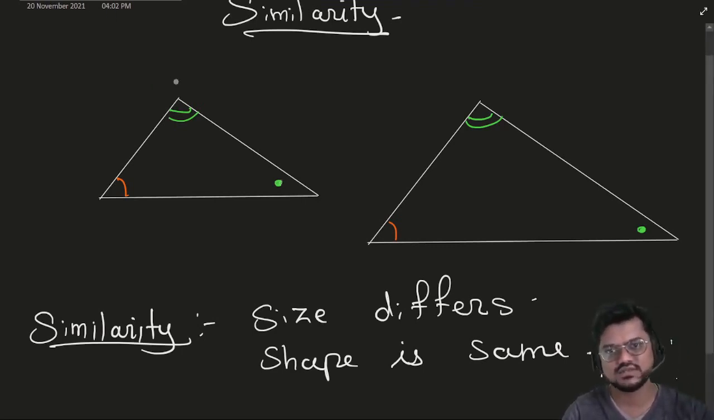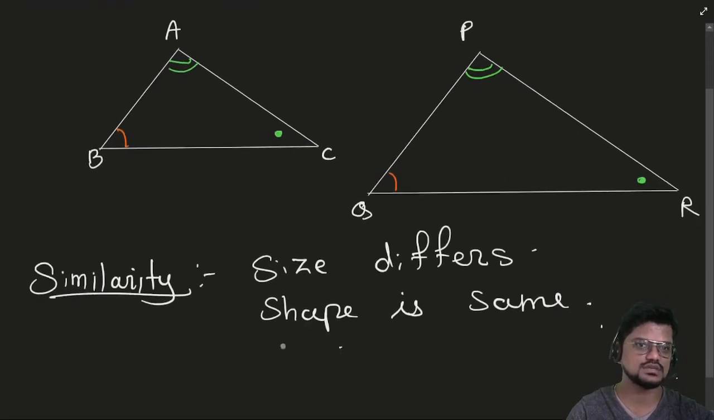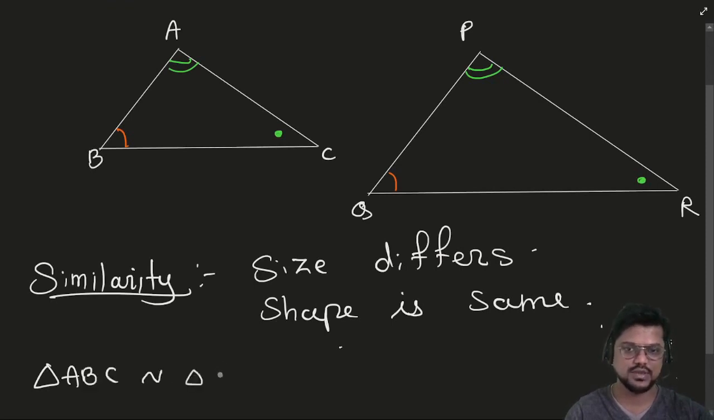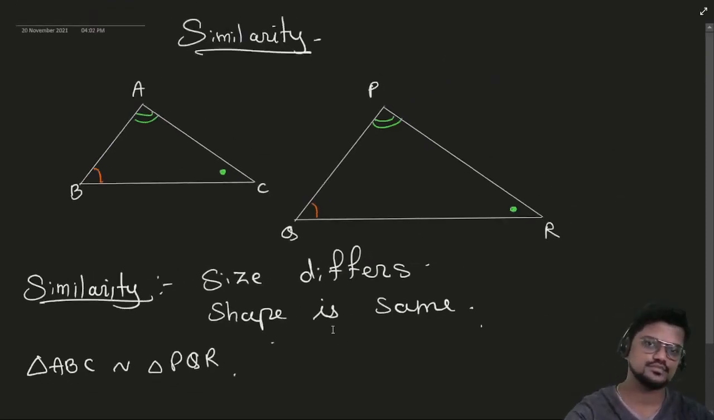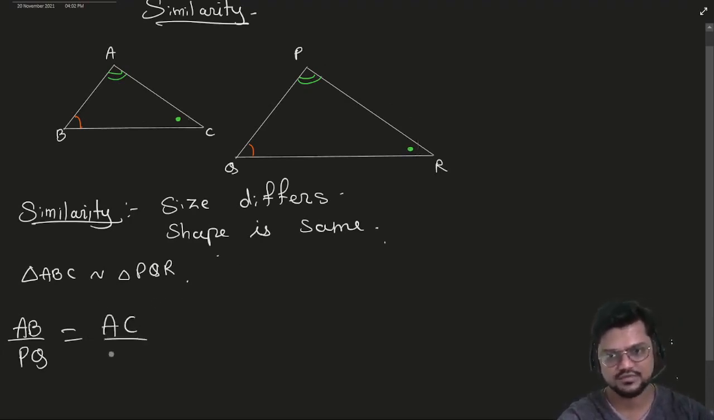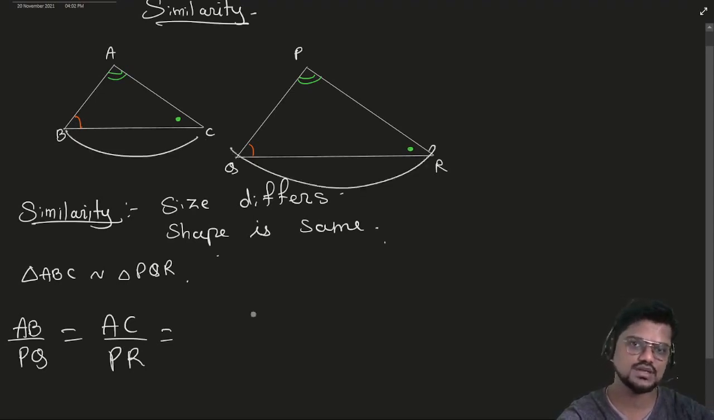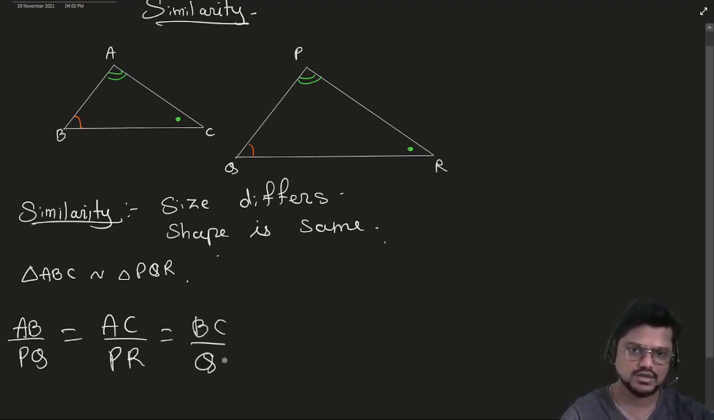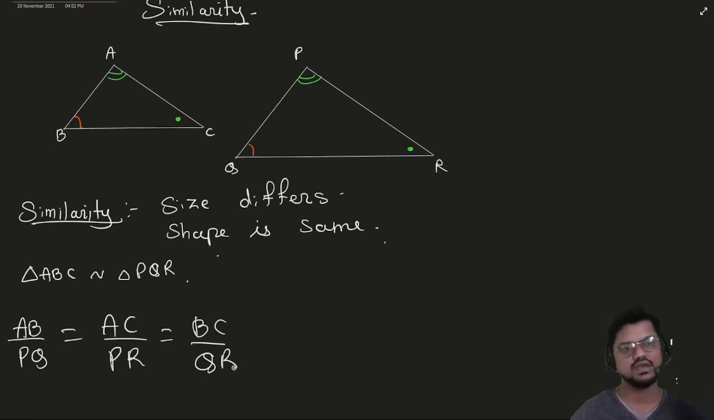See, if I say this is ABC and this is PQR, if these two triangles are similar, if triangle ABC is similar to triangle PQR, then what will happen? AB upon PQ, the ratio of this side upon this side, will be equal to this side upon this side, that is AC upon PR, will be equal to this side upon this side, that is BC upon QR. Understood? Their lengths will not be equal, but if you take the ratios of their corresponding sides, they will be equal. Understood what are similar triangles?